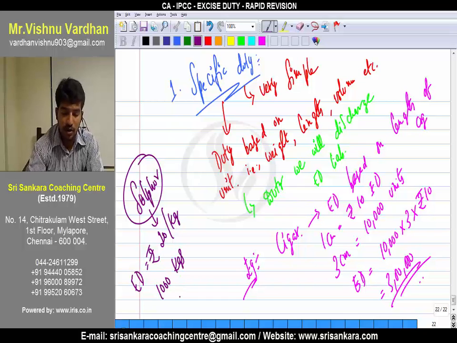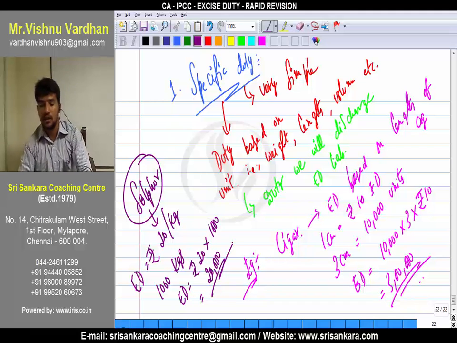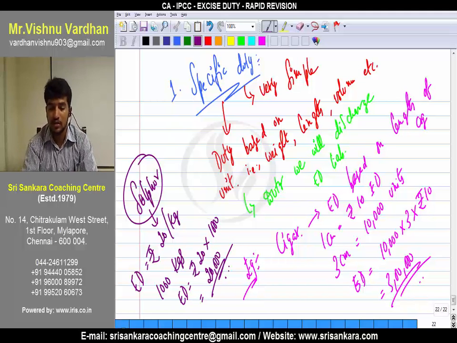What is my excise duty liability? Obviously, excise duty is equal to ₹20 per kg. How many kgs there? 1000 kgs. Obviously, 20,000 will be my excise duty liability. Clear? So this is nothing but excise duty based on specific duty method. Clear?